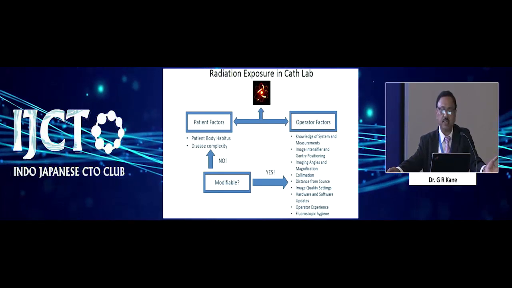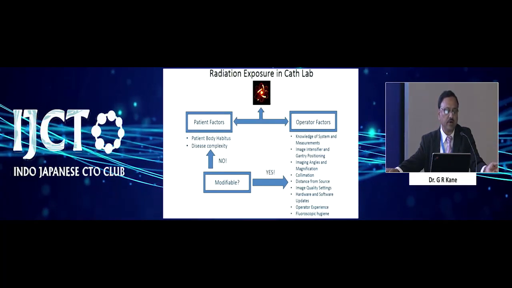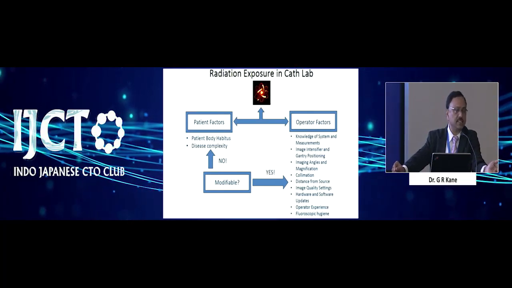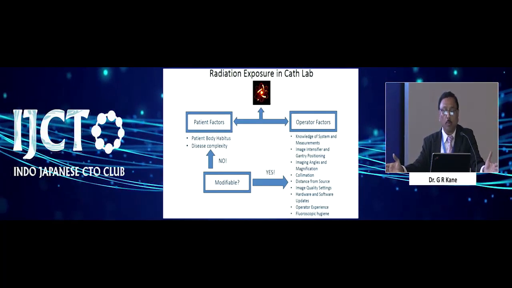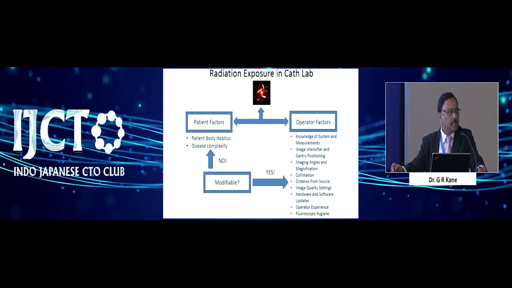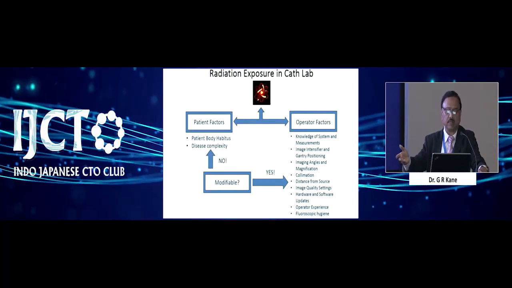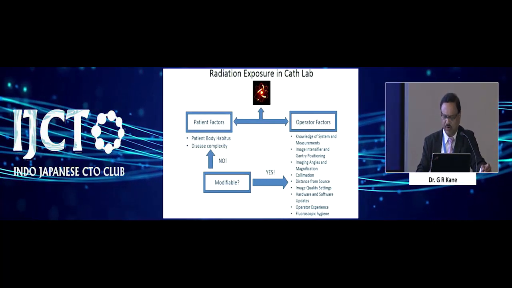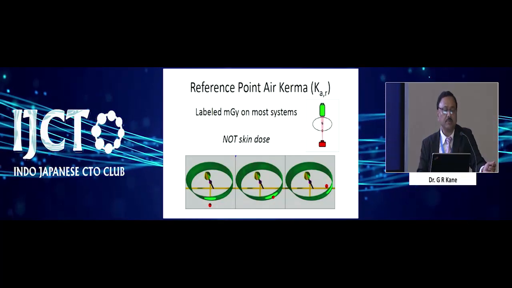And what are the radiation factors which affect this? There are patient factors, and there are operator or lab or hospital factors. Obviously the patient factors, like body habitus and disease complexity, we cannot modify, so you have no control over that. But the operator factors are the ones we need to take care of, and a little care will go a long way in protecting ourselves as well as the patients. There are a number of factors, all of us know that. I'm not going to go into details, but I'm going to show some of them as we proceed.